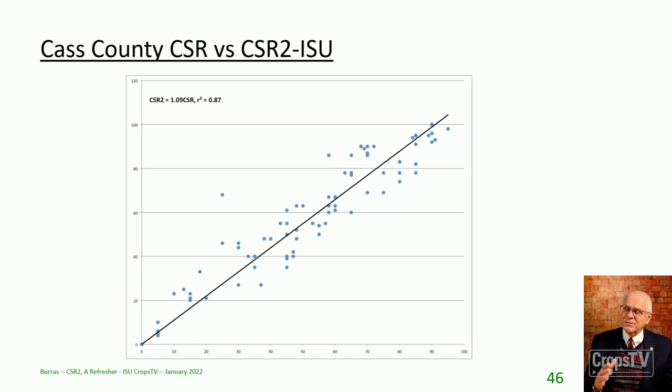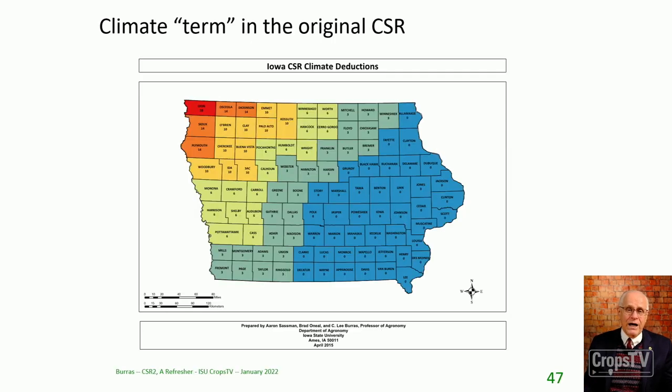You might say, well, Lee, that shouldn't have happened, should it? And yeah, it should. It was intentional. The reason it happened is because this map comes back to the original CSR, and in places like Cass County, Dr. Fitton took off 6 points for any given soil in Cass County because it was thought to be limiting for corn production because it was drier, not as much rain. By the time you get to Lyon County, far northwest Iowa, Dr. Fitton's original CSR took off 18 points for the same soil as you might find in eastern Iowa.